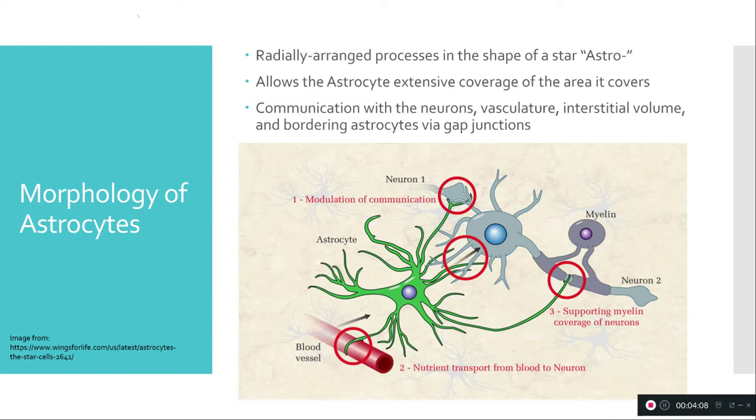Astrocytes are also going to border gap junctions. If you take a look at number 1 here, modulation of communication, astrocytes are present pretty much at every synapse here.